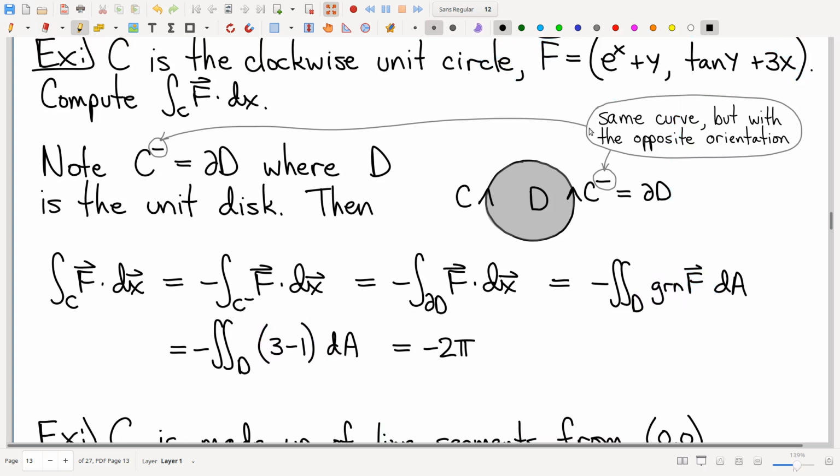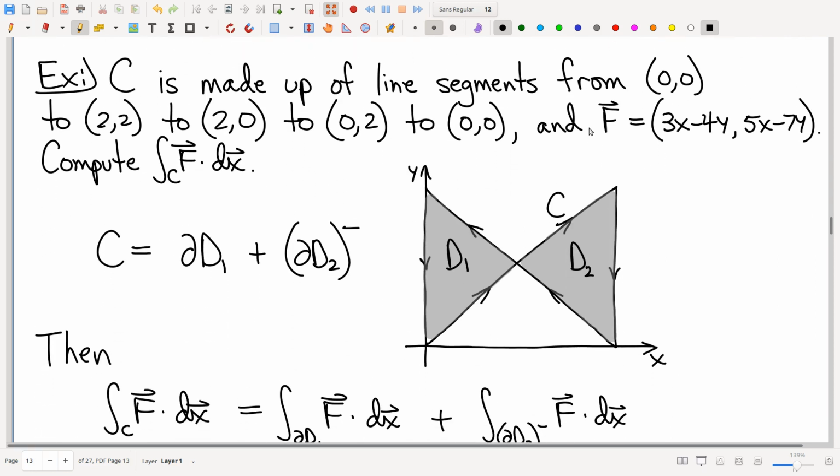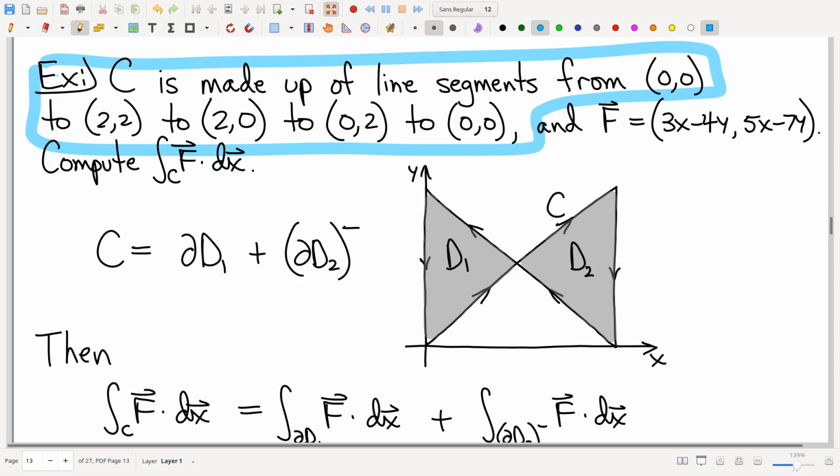Okay, another example. Another line integral I want to compute, like so. How are we going to compute that line integral? My curve is a collection of 4 line segments. That between the two of them makes kind of a triangular figure 8, like I have figured there.